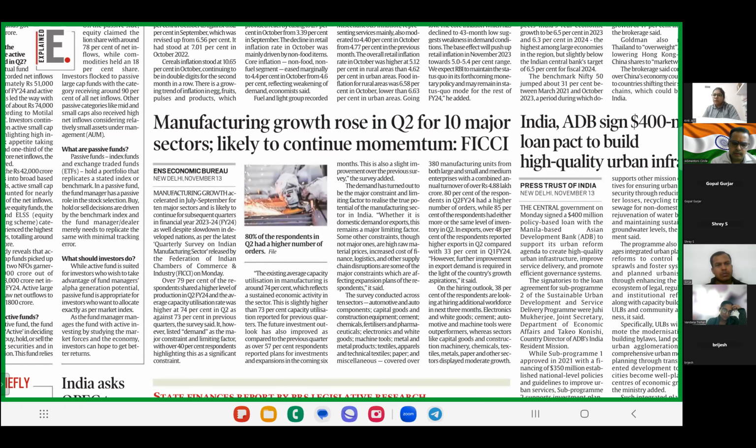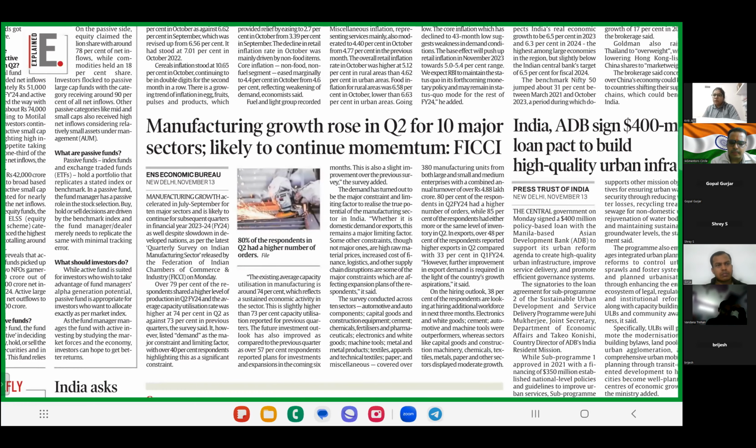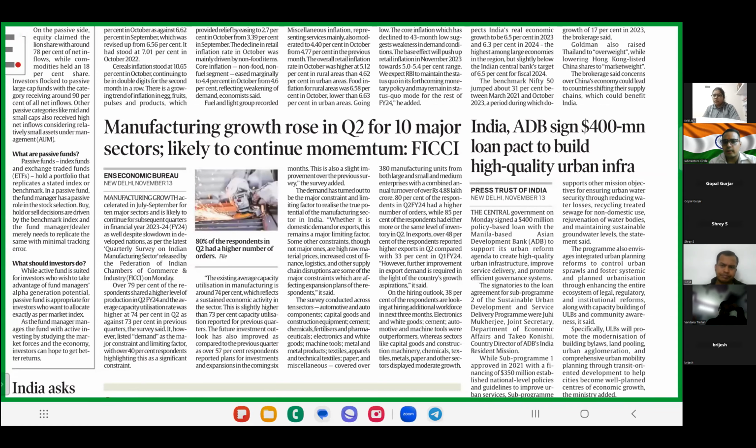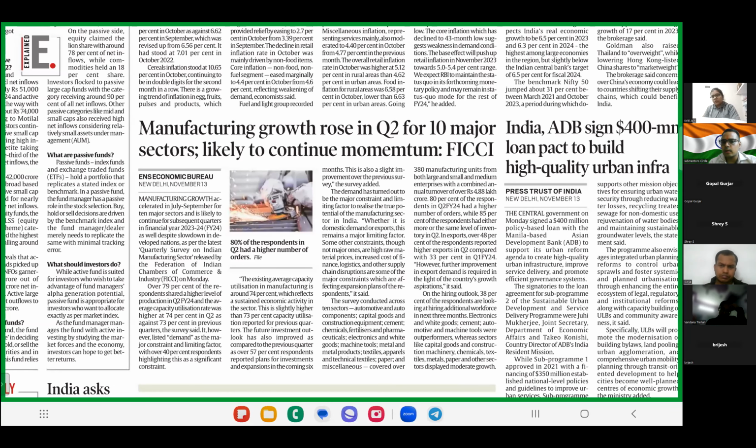That's it. India, ADB signs 400 million loan pact to build high quality urban infra. Now urban infra, why do we have to put it up? Because urbanization is increasing. We have certain projects as well: National Infrastructure Pipeline, Gati Shakti Yojana, if someone has taught you. Then how will all these things be developed? We do not have that kind of money. We are borrowing money from the same.